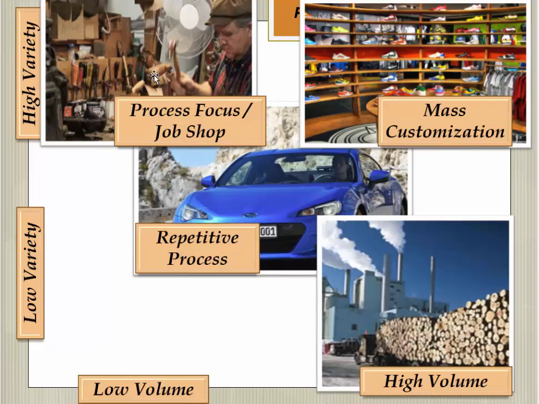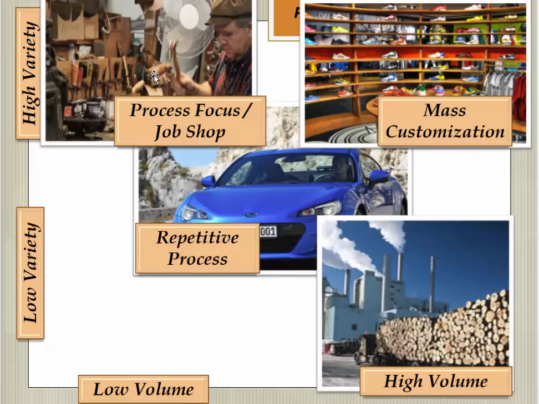In the middle there, where we've got the nice blue Subaru car, it's a repetitive process, because cars are made on a repetitive process. They're not quite made on a pure assembly line, or not quite in the high volume matrix as we would call it, because indeed they're made in batches. So they'll make a whole bunch of one particular type of car and then a whole bunch of another type of car. So that's why we call that a repetitive process, and we'll talk a little bit more about that.